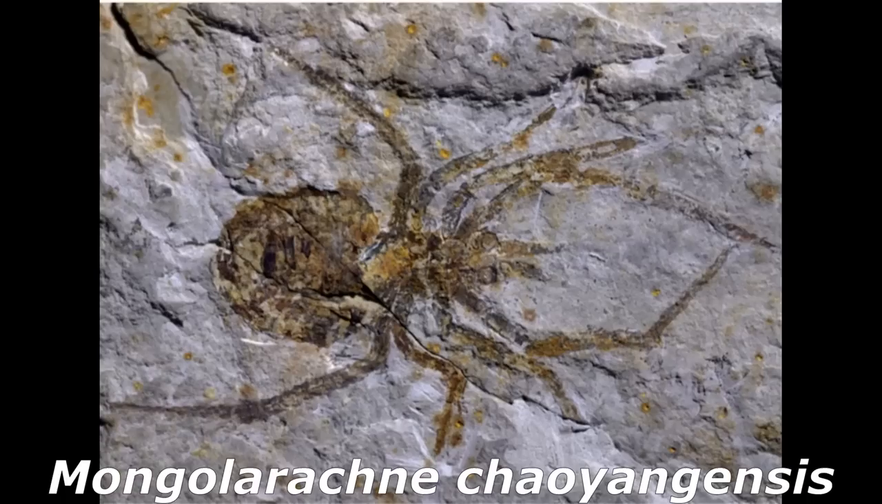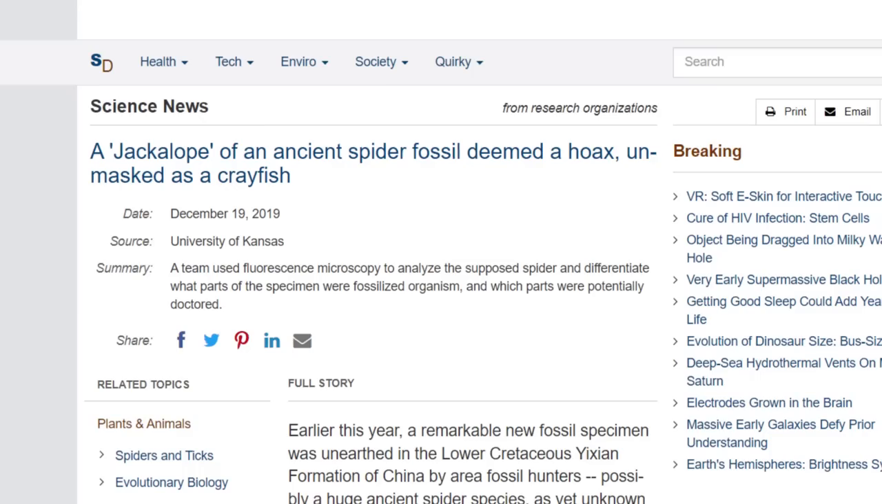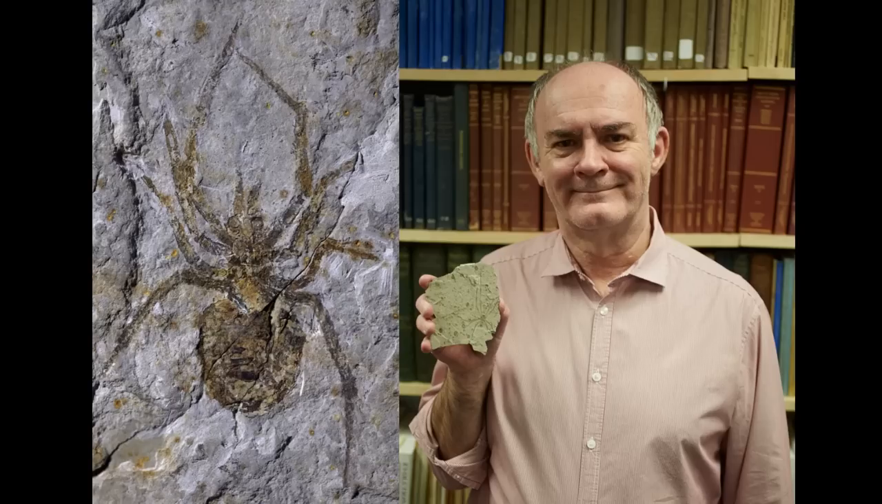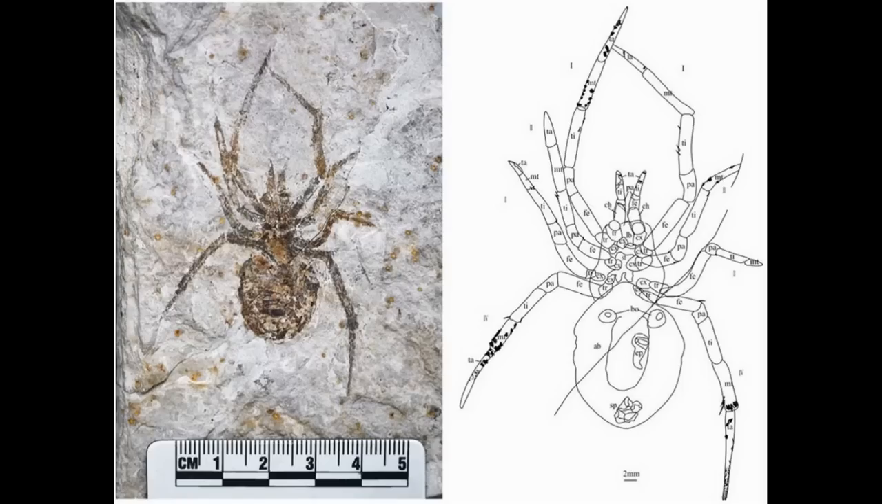Well, after consulting an outside source and using fluorescence microscopy, it was revealed that this prehistoric spider was not a spider at all, but actually a crayfish. The specimen, along with its paper, was given to Paul Selden, a professor of invertebrate paleontology in the Department of Geology at the University of Kansas, who almost immediately noticed inconsistencies within the find that raised some red flags. Some of these details included the oversized eyes, the lack of features commonly seen in spiders, and so on.